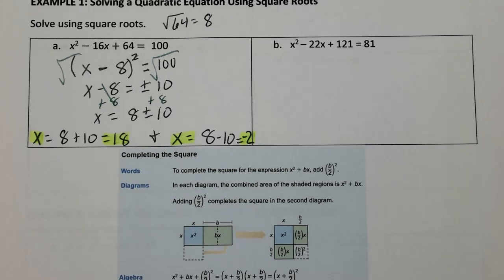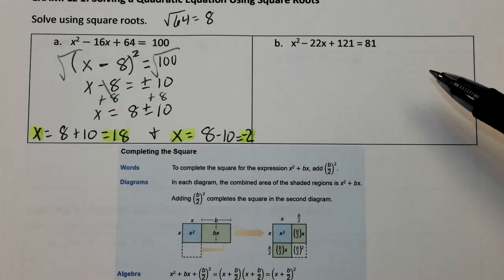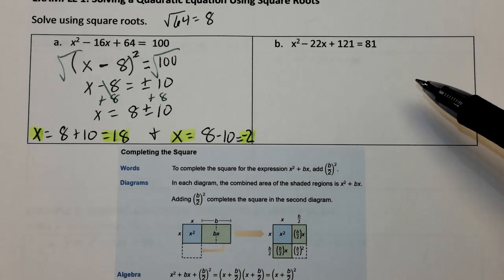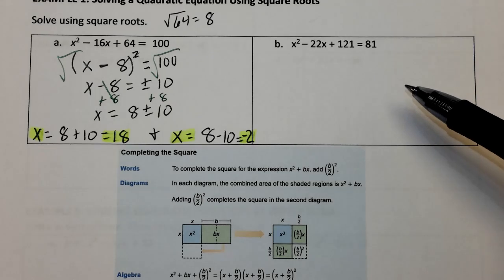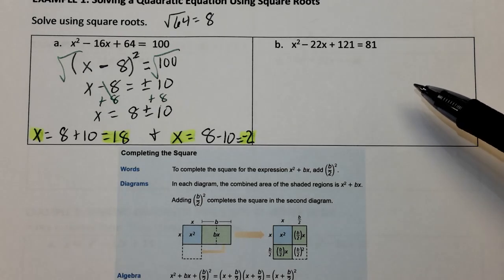Right now, if you want to give this one a try, on this lesson I put some extra ones on here. If you'd like to pause the video now and give this one a try, that would be a great way to see if you have a little understanding. So if you would like to, please pause the video now.